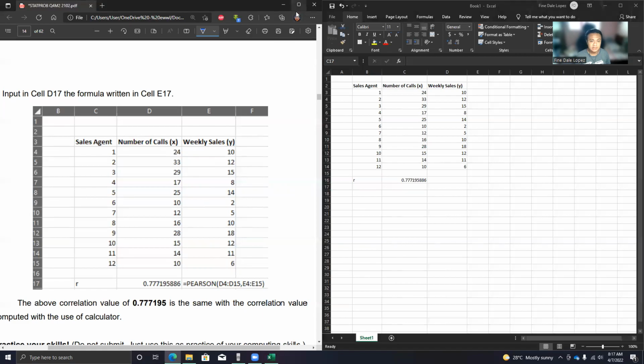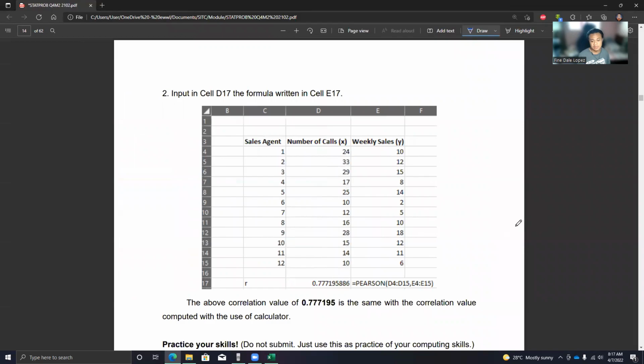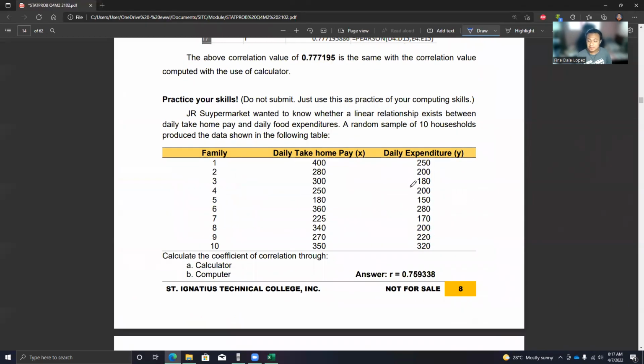Okay, so I hope you read your module. Practice your skills. Please do that. I've shown you how. And then the answer is here. Try getting this answer.